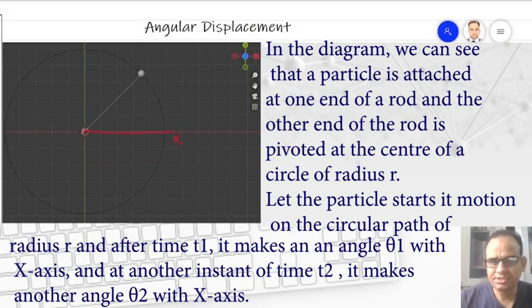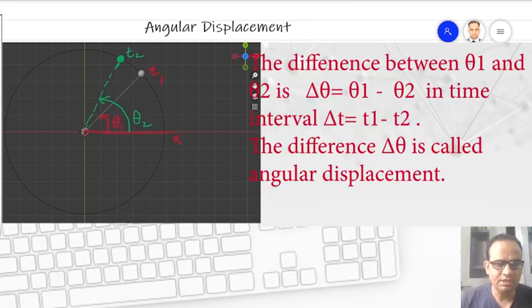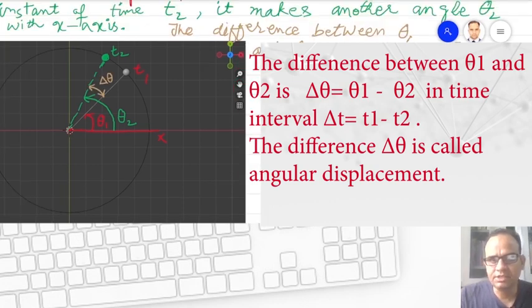Let the particle start its motion on the circular path, and after time t1, it makes an angle θ1 with the x-axis. And at another instant of time t2, it makes another angle θ2 with the x-axis. Then the difference between θ2 and θ1 is called angular displacement in the time interval t1 and t2. The difference between θ1 and θ2, which is delta theta, is called angular displacement.